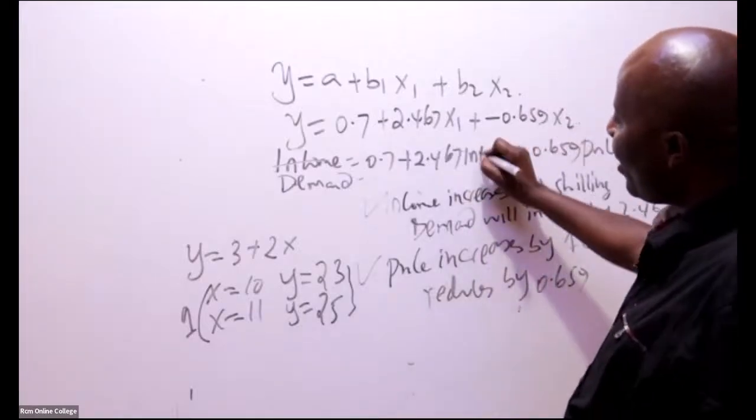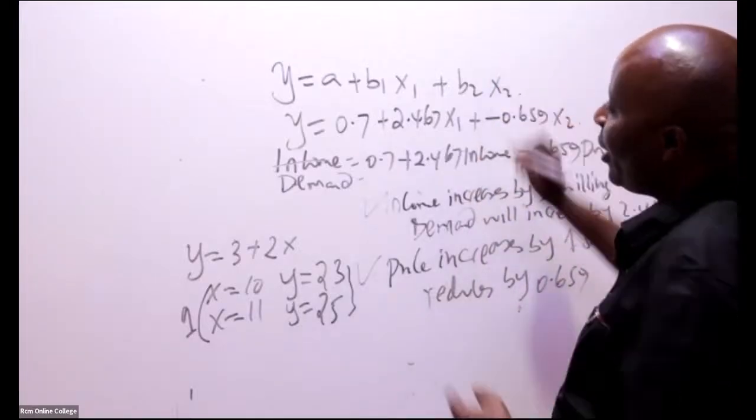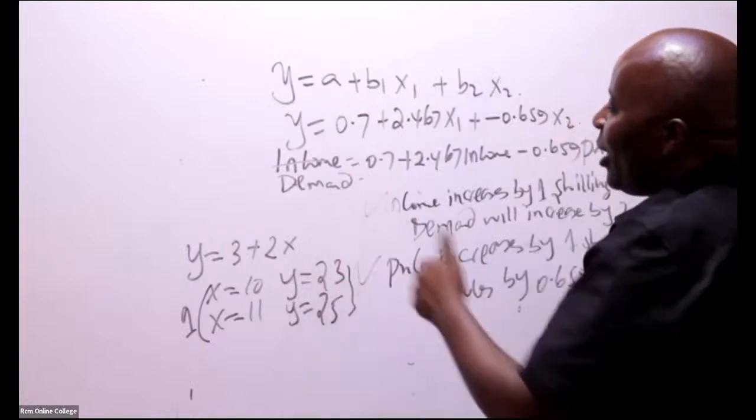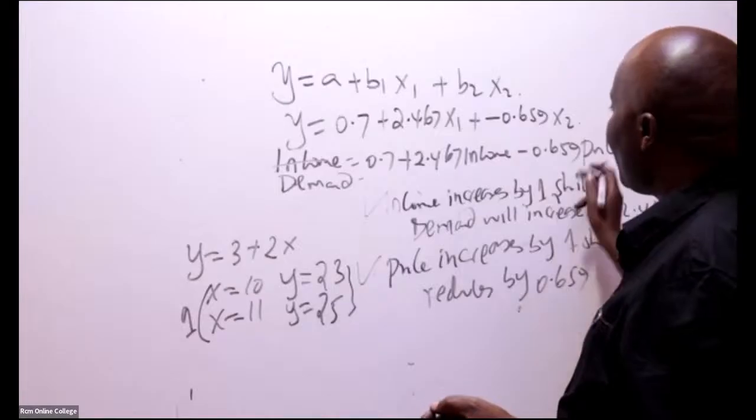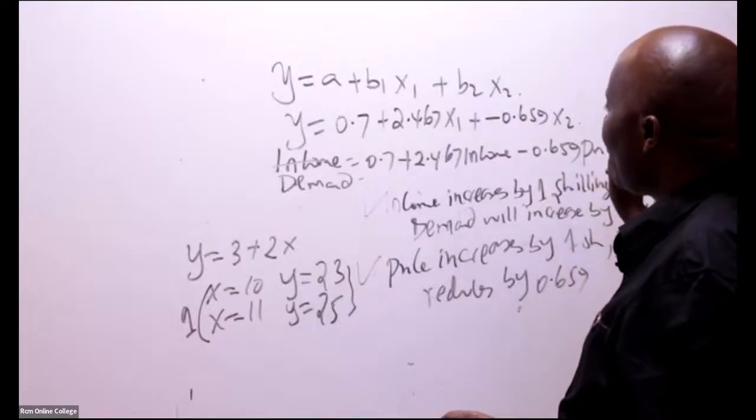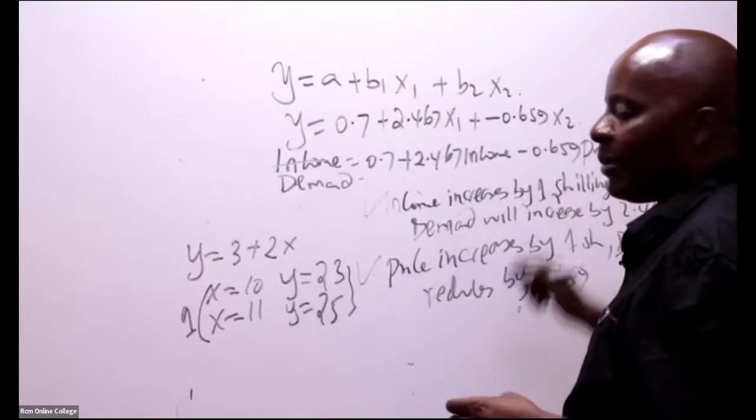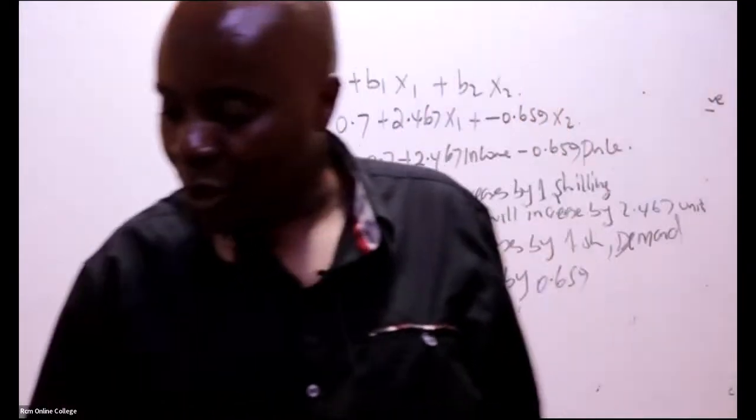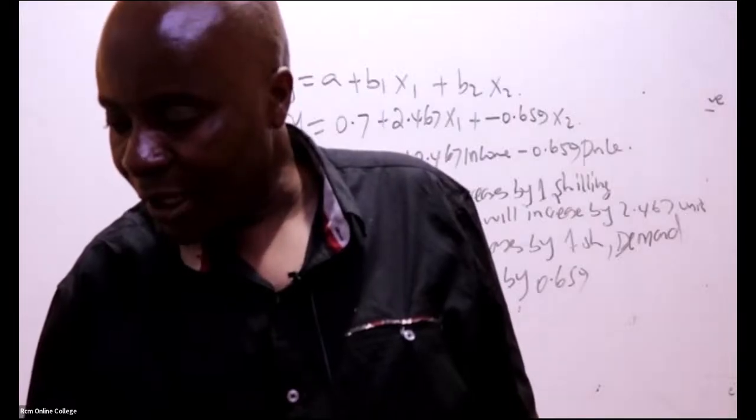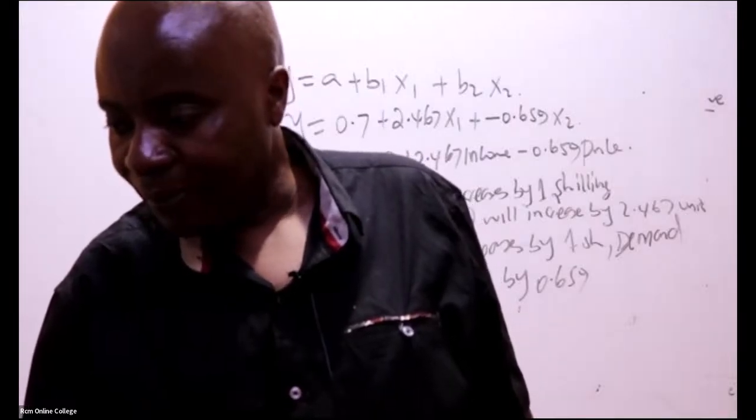That when the income increases by just 1 shilling, the demand here, or the y there, will have a 2.467 increase. If the price was to go up by just 1 shilling, then the demand will reduce by that. And now I've also given the answer, which is there. Remember, it's all about you knowing how to interpret this generally.